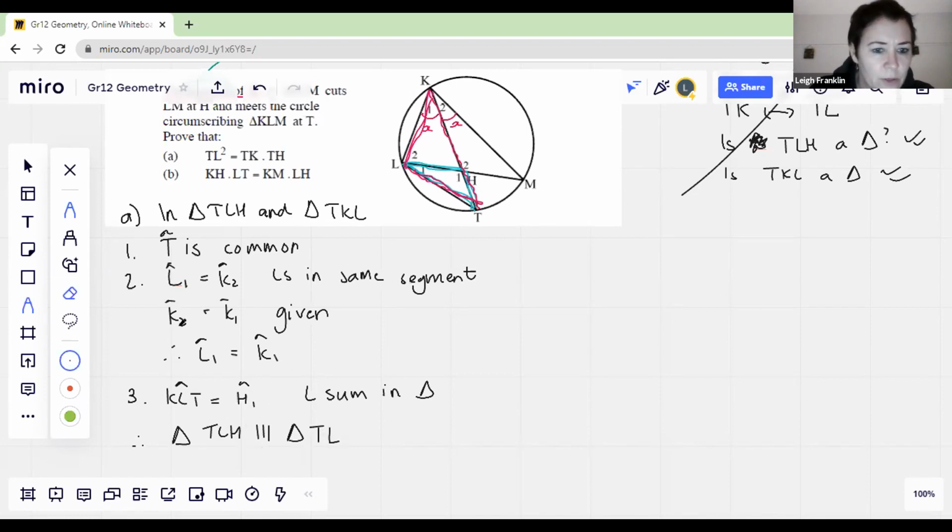Oh, no, hang on. Sorry, I'm talking nonsense. TLH, yes. So, sorry, it's K. L and K went together. And then the last one, H in the one, went with L in the other. All right, so this has got to be L over here. Okay, and reason, angle, angle, angle.